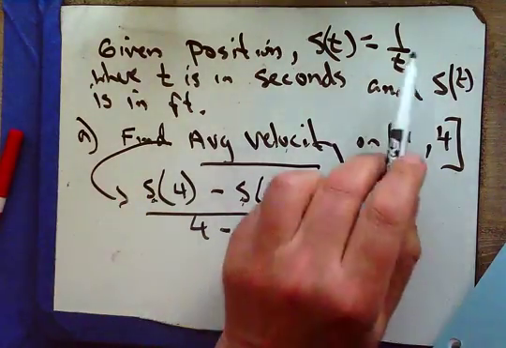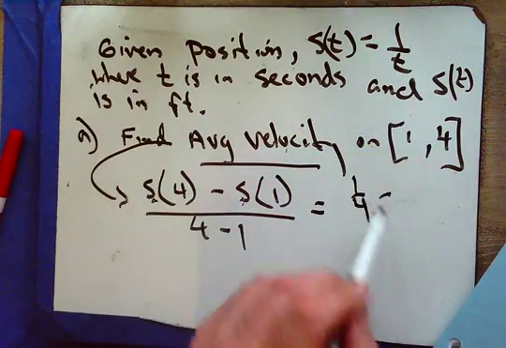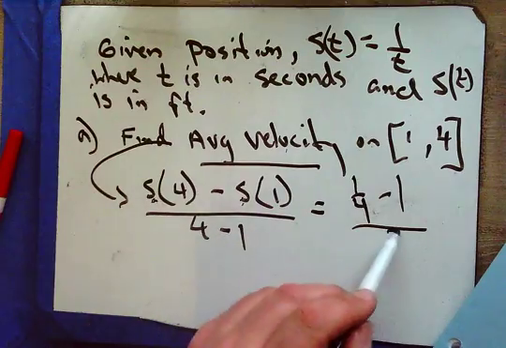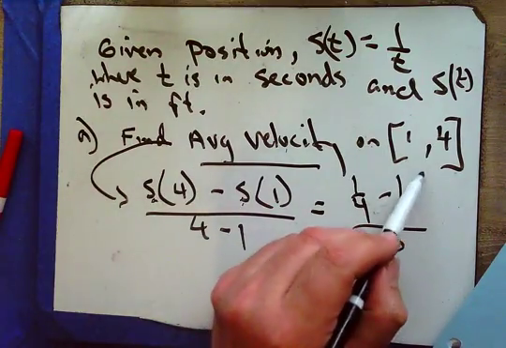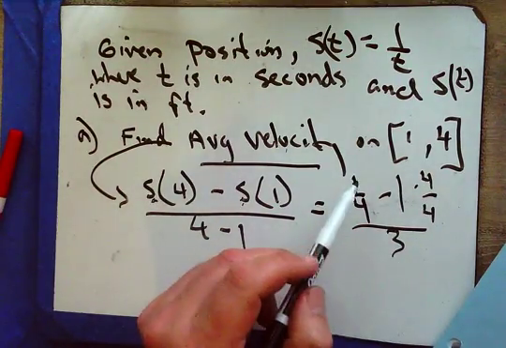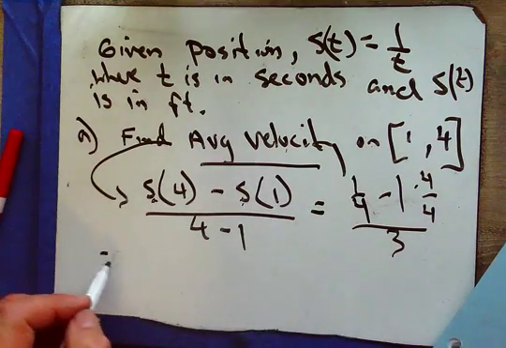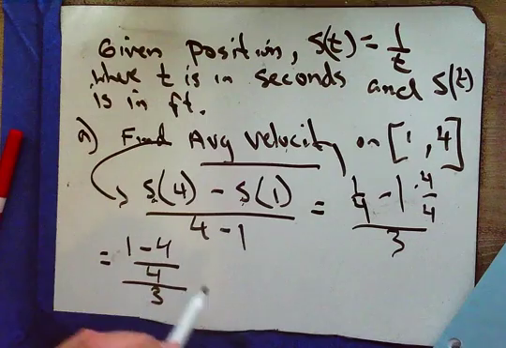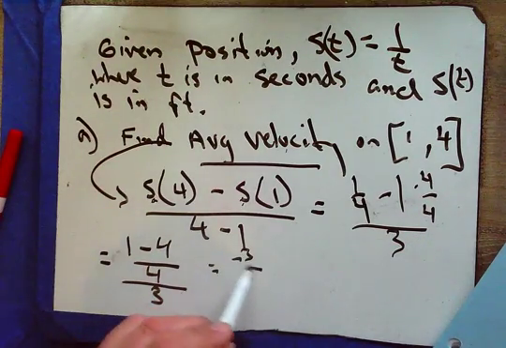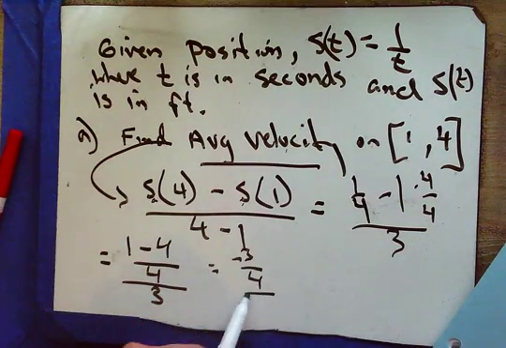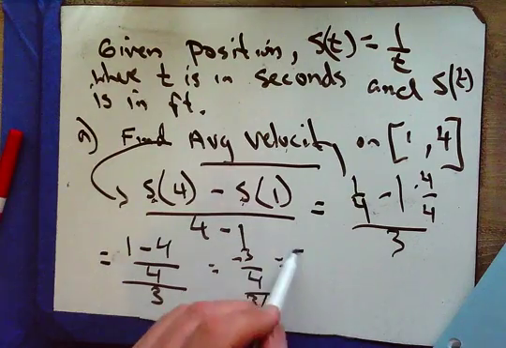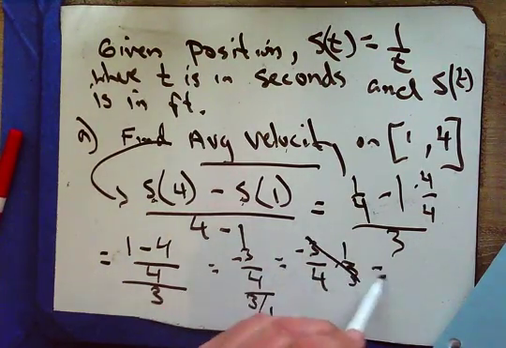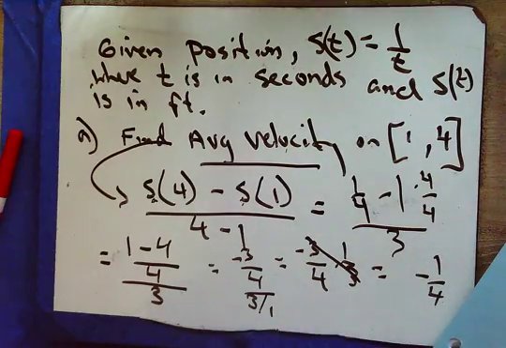So s of 4, I plug a 4 in there, I get 1/4. S of 1, I plug a 1 in there, I get 1. 4 minus 1 is 3. Now, I have to make a common denominator over here. So now I'm going to have 1 minus 4 over 4 over 3, which is negative 3 over 4 over 3 over 1. And when I do the flip and multiply, I end up with negative 1/4.